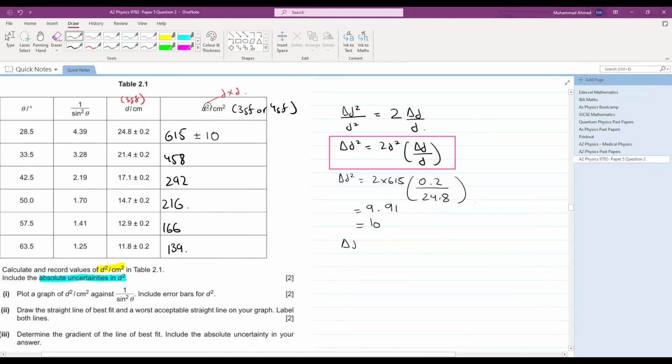The absolute uncertainty of d square is equal to what? 2 into 458 into what is your absolute uncertainty in d? 0.2 divided by the value of d, that is 21.4. Can we calculate this answer? Yeah. Very, very easy to calculate. 21.4, 0.2 multiplied by 458 into 2. So this comes out to be 8.56.